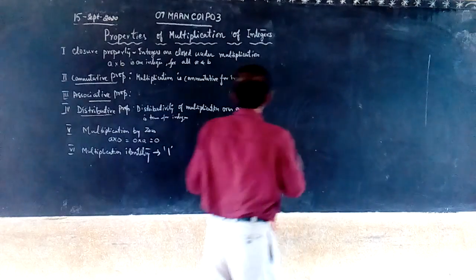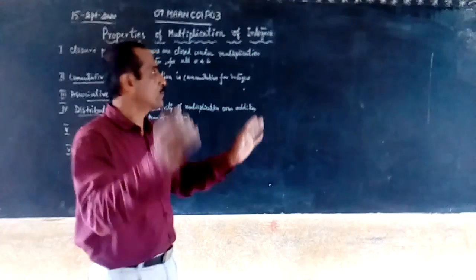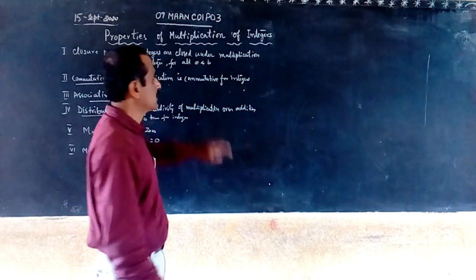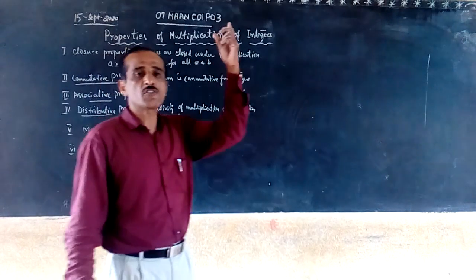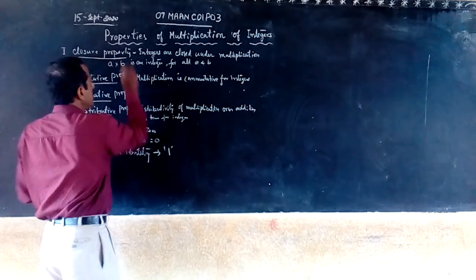Next, let us see the properties of multiplication of integers. So what are these properties? See, the first property: in addition also we have seen the closure property. See, closure property, what is the meaning of this?